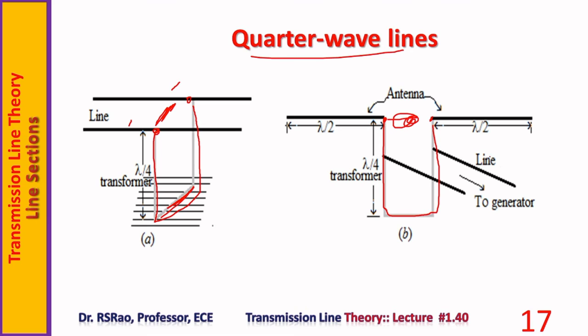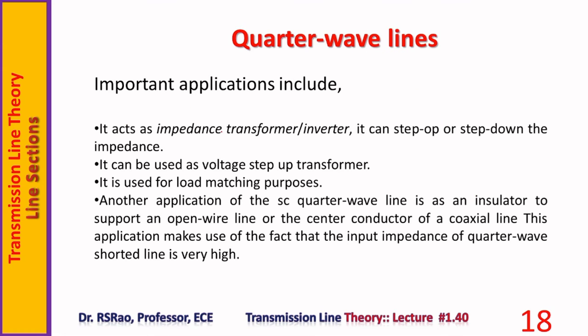This is the generator. The power is supplied from the antenna, it is line to generator. So the generator supplies the signal to the antenna to get radiated. Important applications include impedance transformer or inverter to step up or step down the impedance. Also, to step up voltage, it is used for load matching purposes.